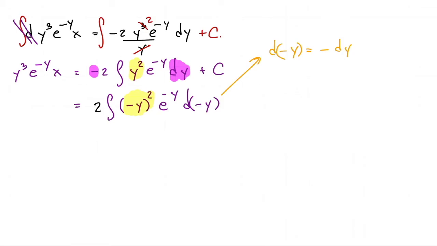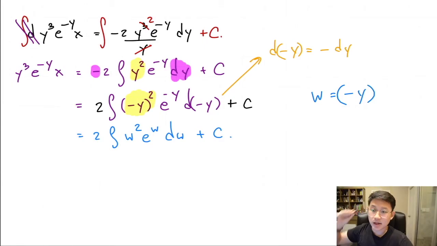Plus c, and then I let w be minus y. So what I have here is to integrate w squared e to the w dw plus c. And for that one we need to do integration by parts twice, but I'm not going to do that.